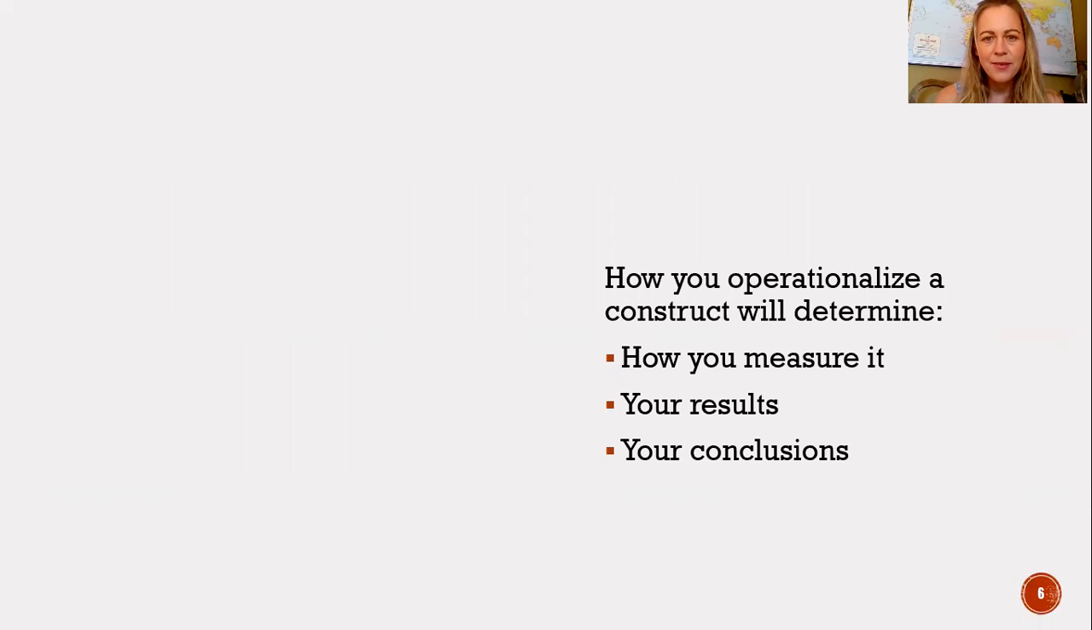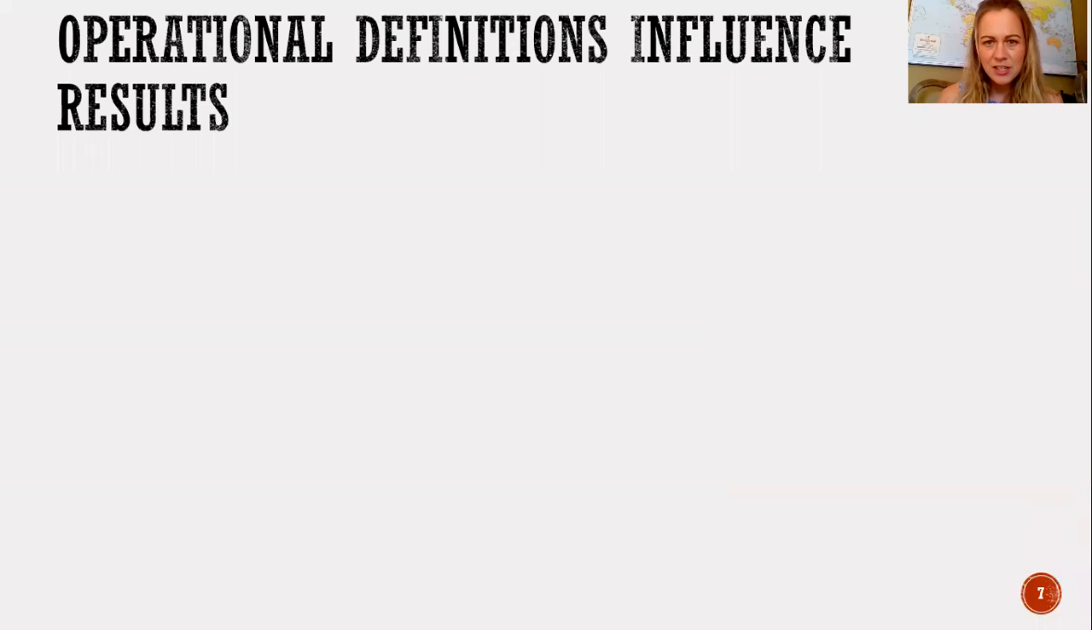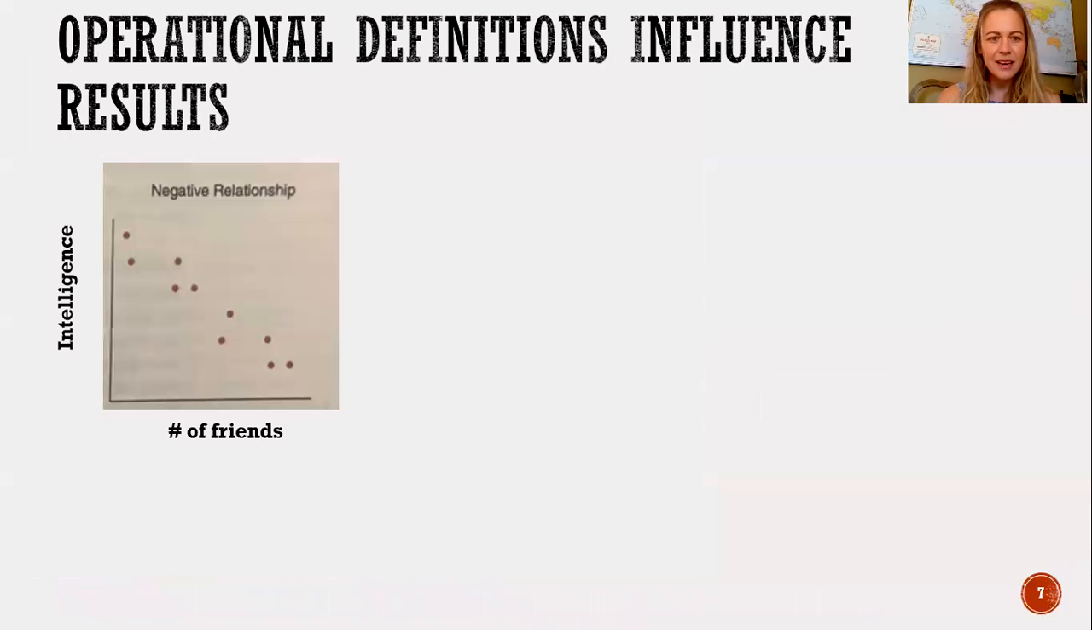Let me give you an example. This is a review of a study that says only stupid people have lots of friends. Do you believe it? Well, when I read that, I ask myself, how did they measure stupid? How did they measure intelligence? Because the way that they measured intelligence will totally influence the results that they find. I'm going to show you what I mean. I'm going to show you a bunch of scatter plots that show correlations between two variables. We'll be talking about correlations a lot in weeks to come.